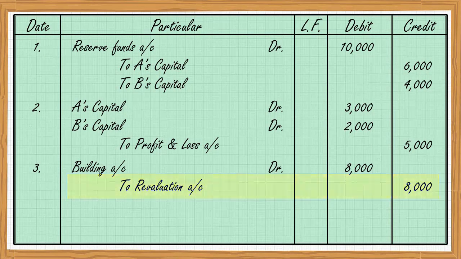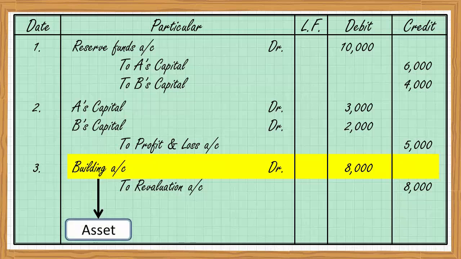Secondly, the value of building is going up by rupees 8,000. Building is an asset, so it has got a debit balance. If we want to increase the value of building in the balance sheet, we will have to debit building account. So we have debited building account by rupees 8,000.